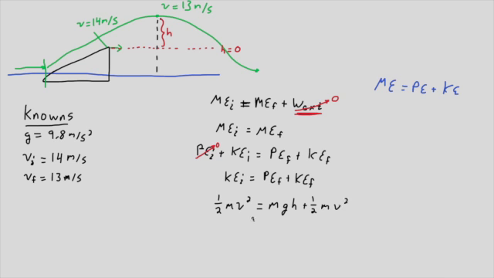Now, before I get too far into this one, let's take a look here. So again, just like in question number 1, the mass of the skier is not going to change. It's going to be the same mass in the beginning as it is in the end. So let's factor out the mass.